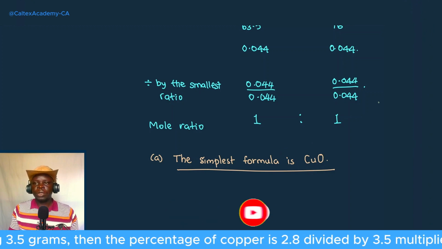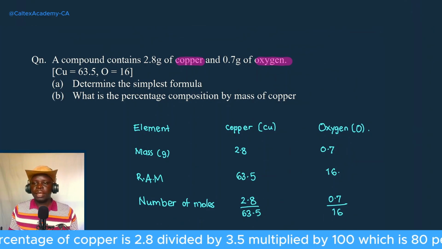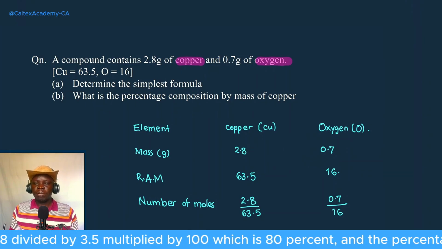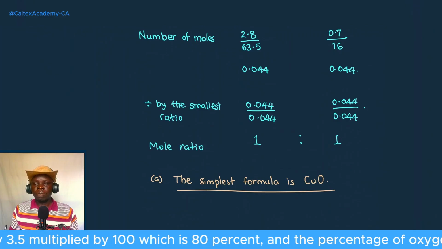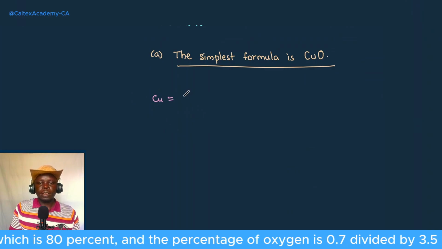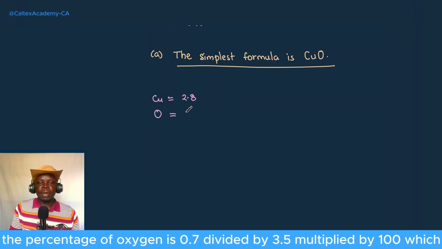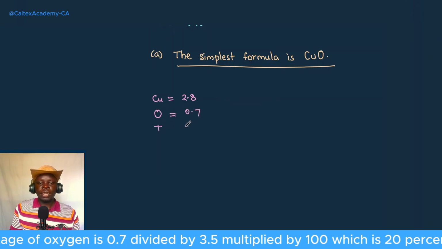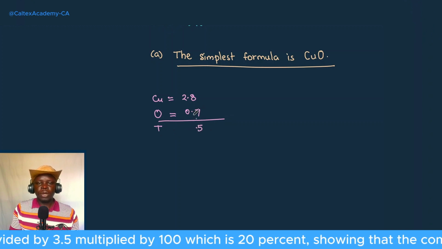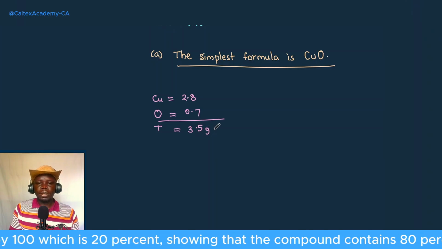Now the next part of the question is asking us to determine the percentage composition of copper. So we have seen here that the mass of copper is 2.8. Now before that, we need to first get the total mass of this compound. If copper has a mass of 2.8 and oxygen has a mass of 0.7, then we need to get the total. So the total here is adding all this together. This is 5, you carry 1, and then 1 plus 2 is 3. Therefore, the total mass here is 3.5.